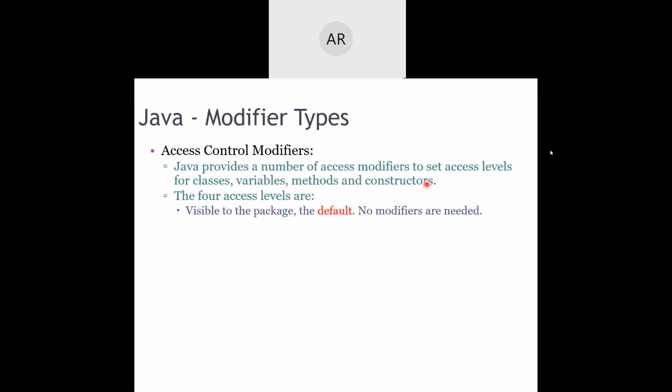But in case of Java, if I don't specify any access modifier before the class name, it will be treated as the default category of modifier. What is this default category of modifier and how does it differ from private? We will try to see within a short while.